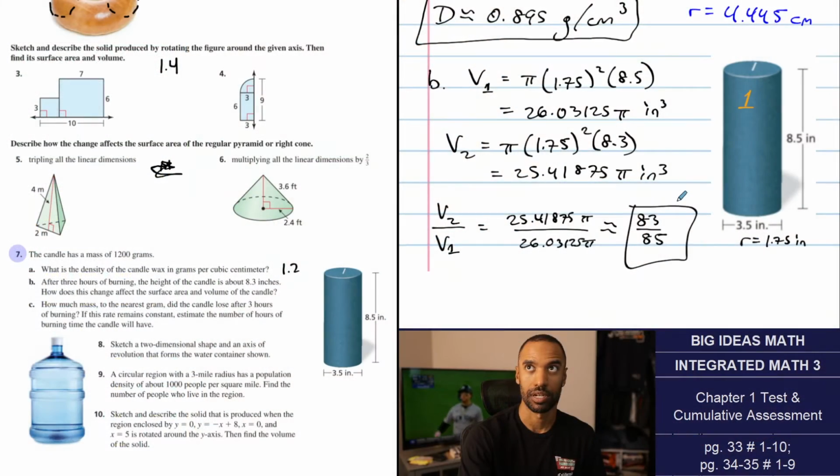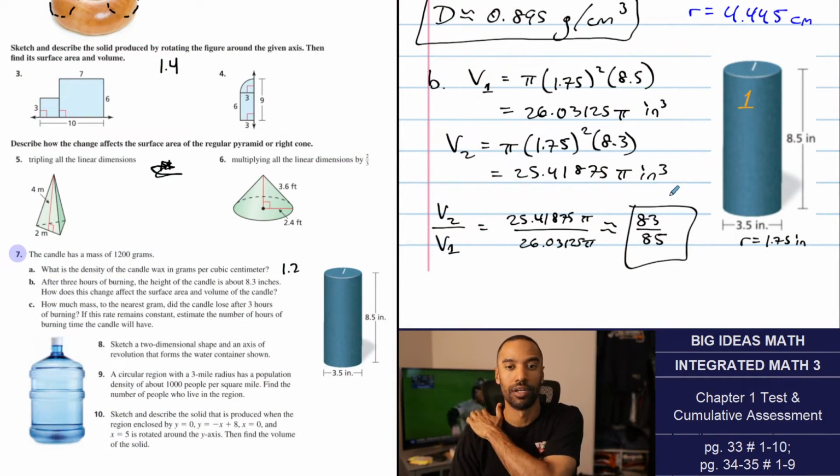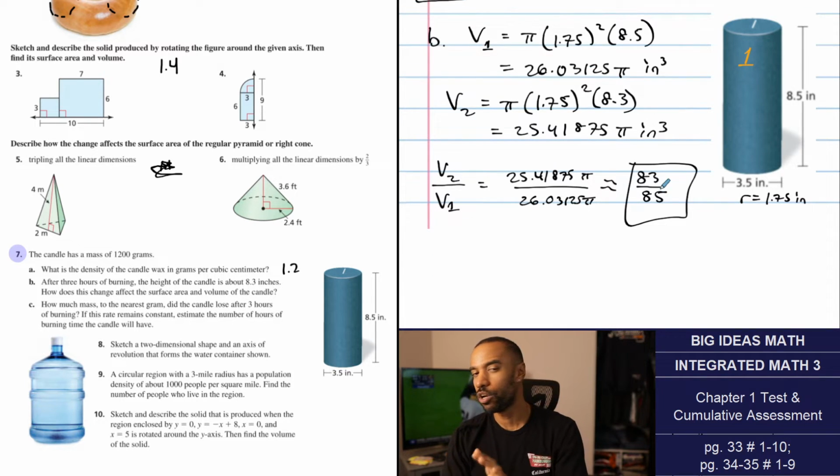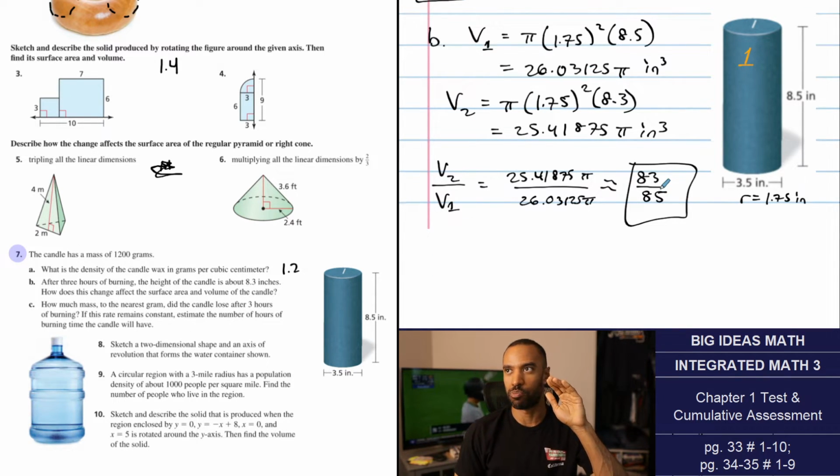Is there a good fraction of that? Oh, 83/85. Duh. So 8.3 over 8.5, 83/85 of what it was before, around 97.6% of what it was before. Okay, that's how the volume compares. Surface area will be different because not everything is being reduced by that percentage.